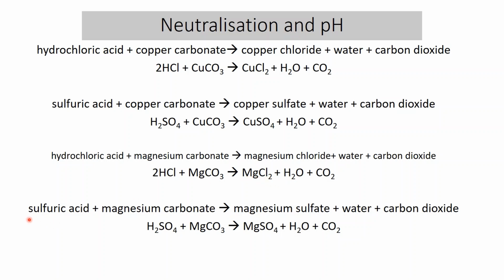The last one is very much like the second one, except you've got magnesium carbonate again rather than copper carbonate. So it's sulfuric acid plus magnesium carbonate makes magnesium sulfate, water and carbon dioxide. And provided you've used the correct formulae, and there was some little hint on the slide, it should be relatively straightforward to get the right balanced equation. Well done if you got all of those right.